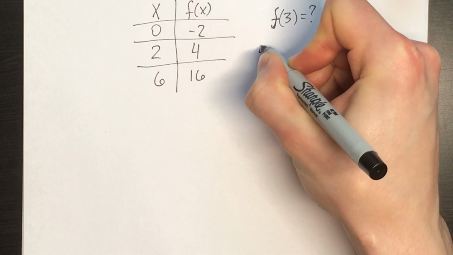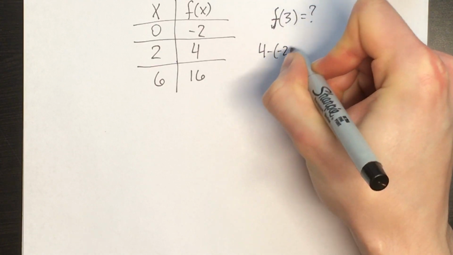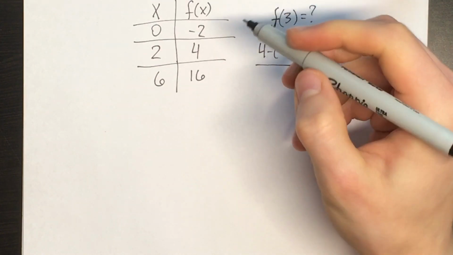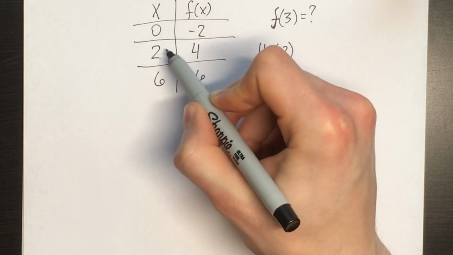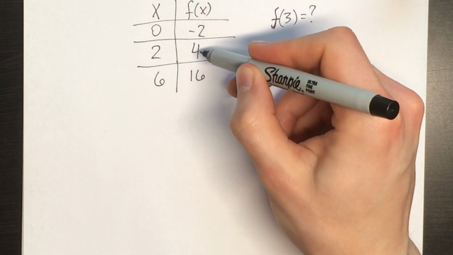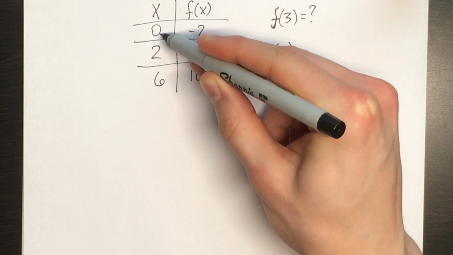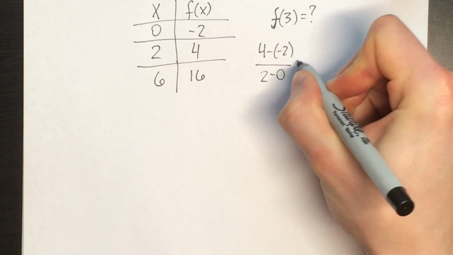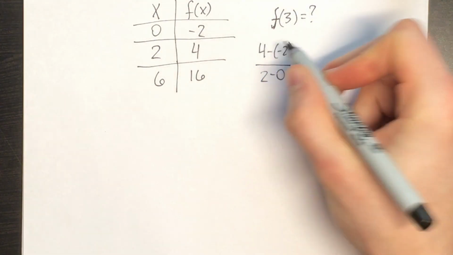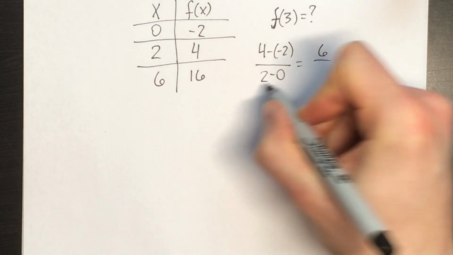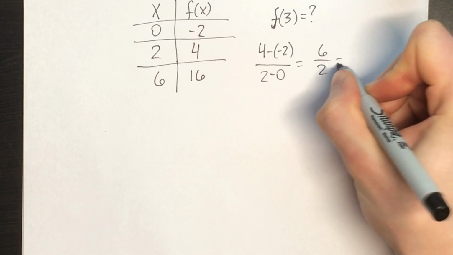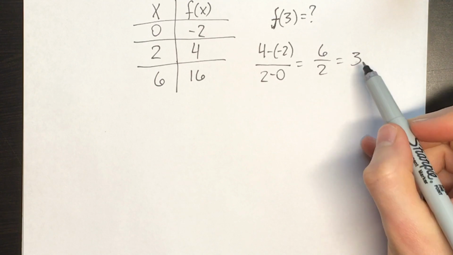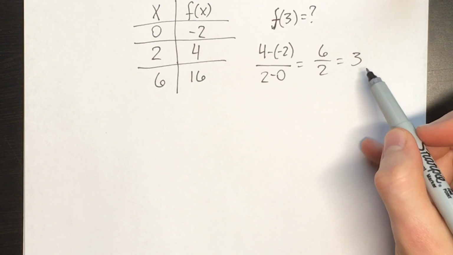So let's go over here. 4 minus negative 2 over your change in x. We did this minus this, so here you have to do this minus that. So 2 minus 0. So that's equal to 4 minus negative 2, so 4 plus 2, so 6 over 2 minus 0, that's 2, is equal to 3. So that tells us here that our slope is 3.